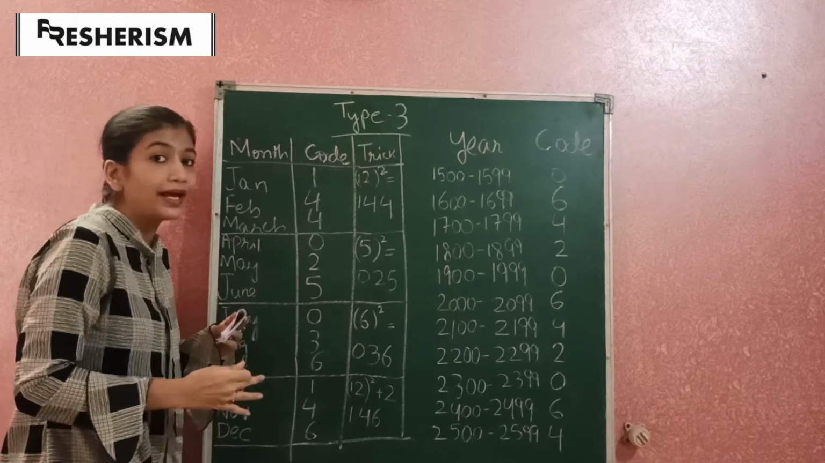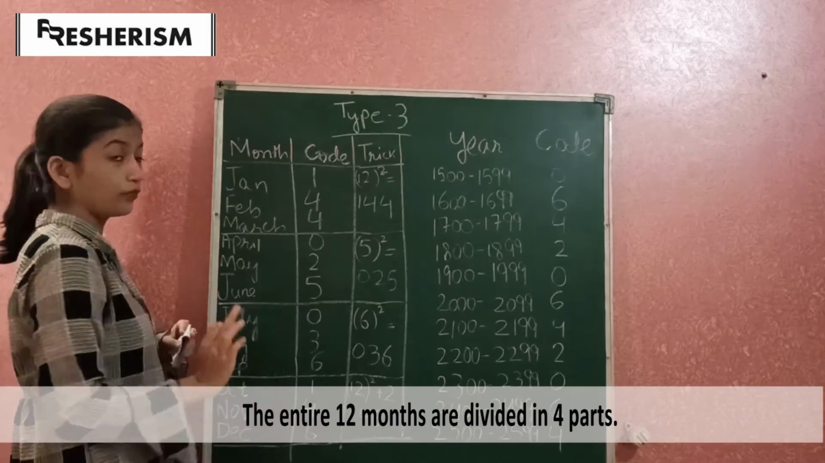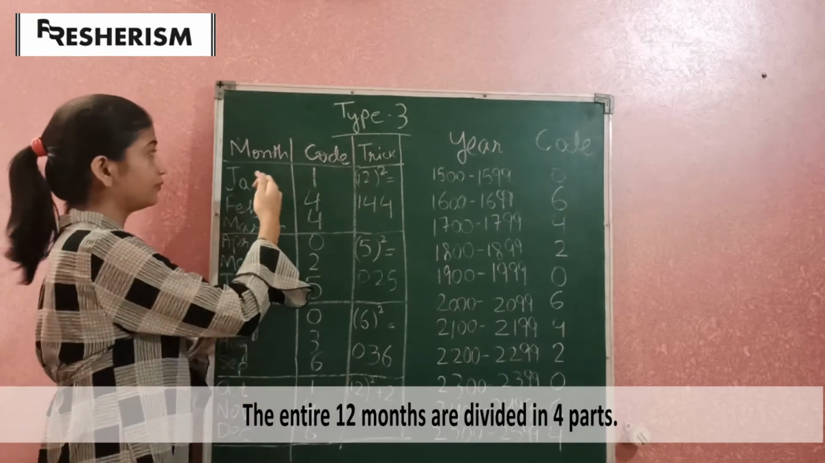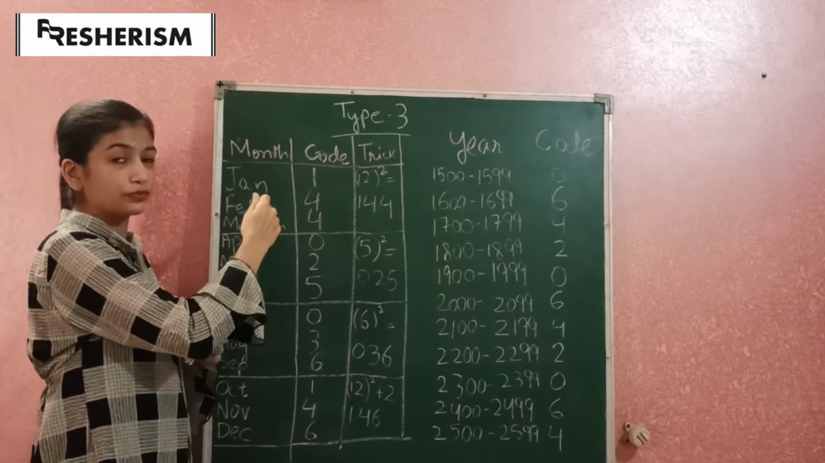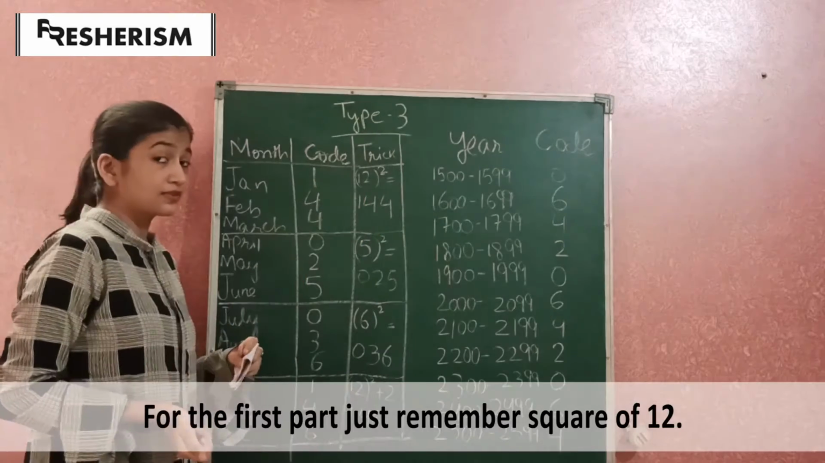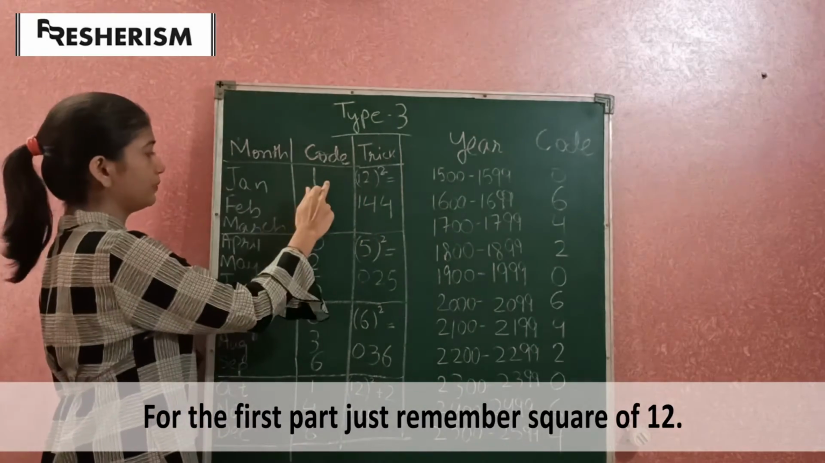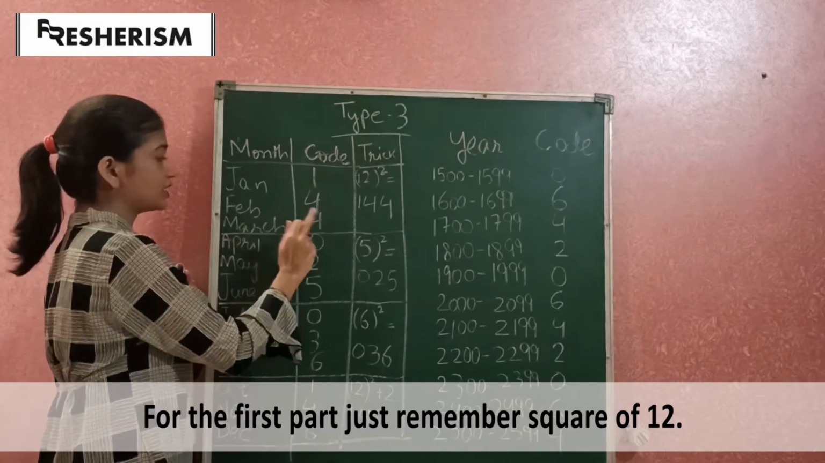very simple. The entire 12 months are divided into 4 parts, 1, 2, 3 and 4. To memorize, the codes of the first part are simple. Just remember the square of 12. The square of 12 is 144. So the codes are for January 1, February 4, March 4.